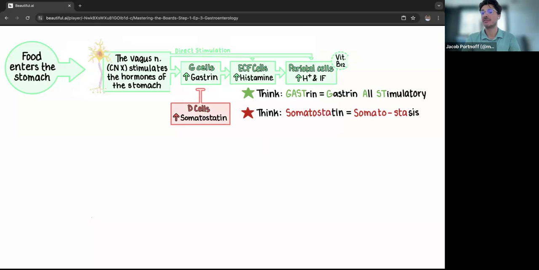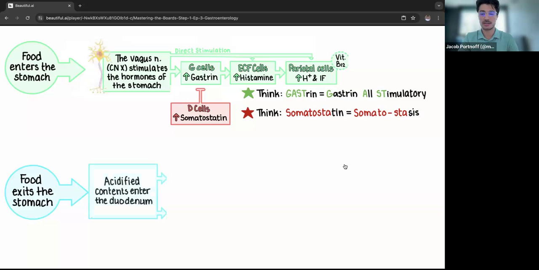And I want you to think of somatostatin as somatostasis because it inhibits. Stasis, think inhibiting, okay? Now, we just talked about food entering the stomach. Now I want to think about food exiting the stomach, okay? And there's a couple of cells that we're going to talk about.